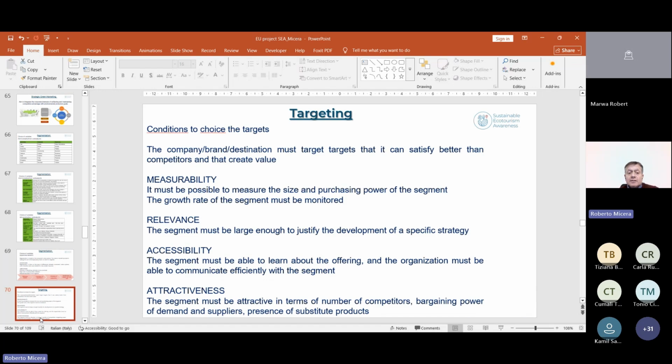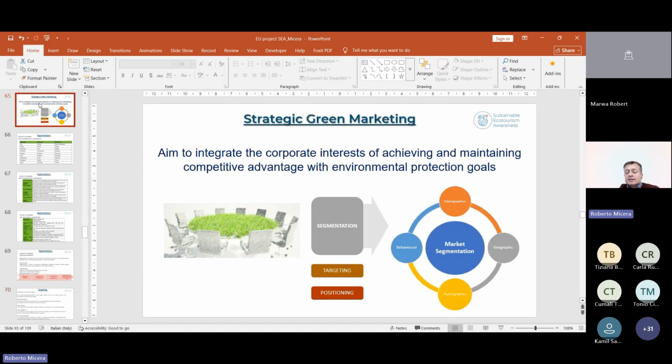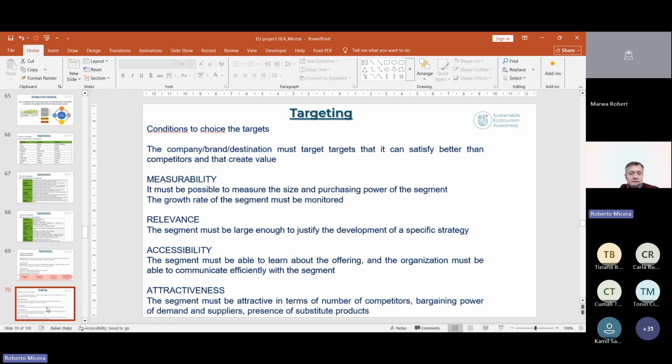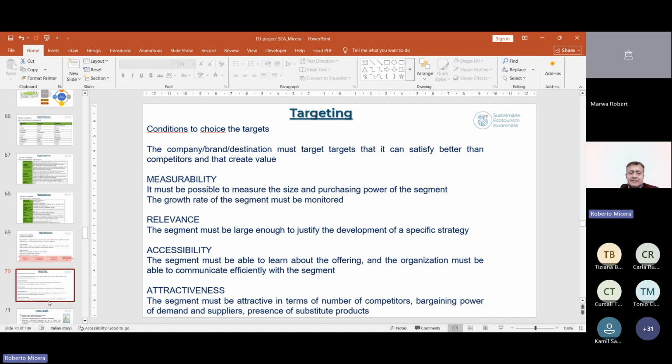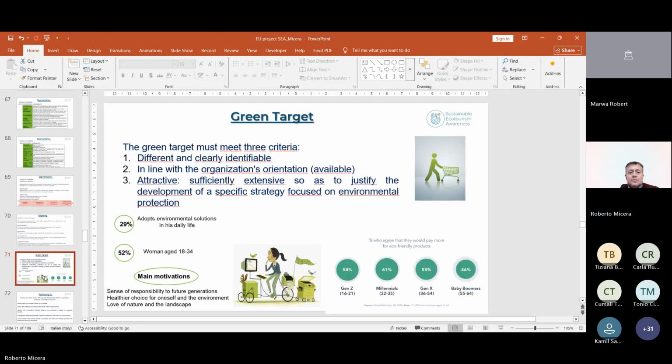For the targeting, that is linked to the second phase after the segmentation, it's important to guarantee the measurability, identify the relevance, guarantee the accessibility, and also the attractiveness. So it's important to identify the green target. And so the features of the green target are that this target is different and clearly identifiable.